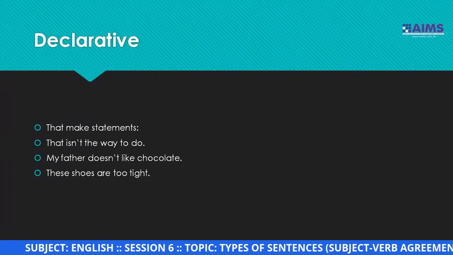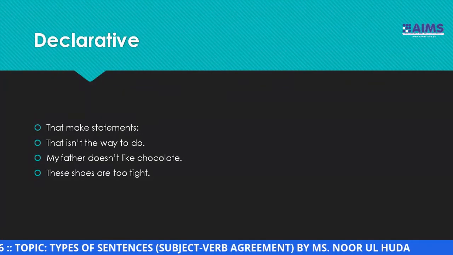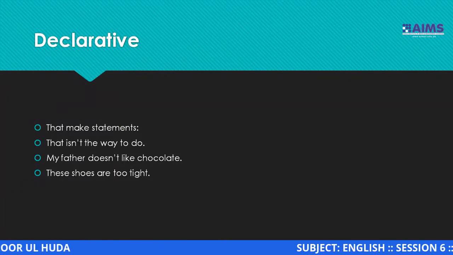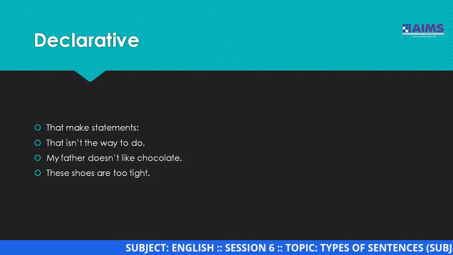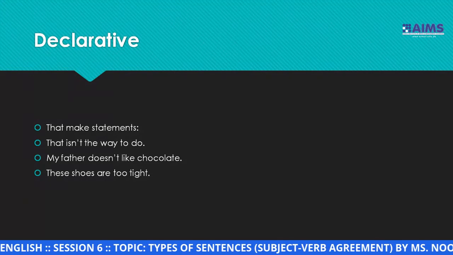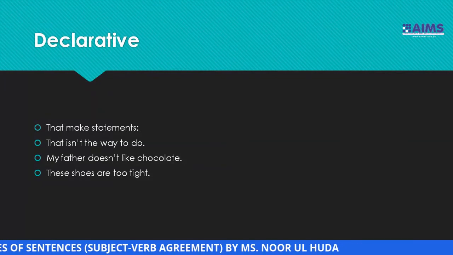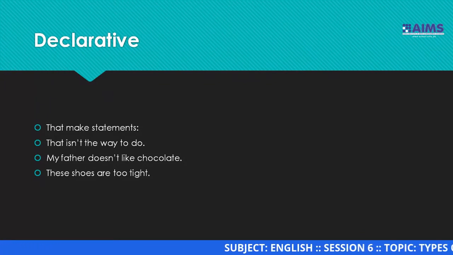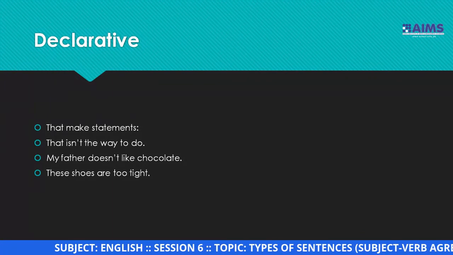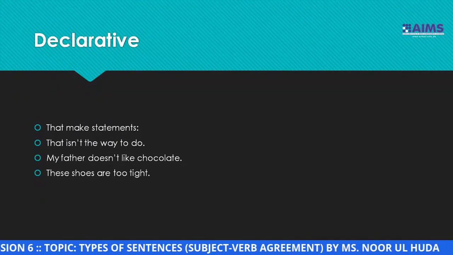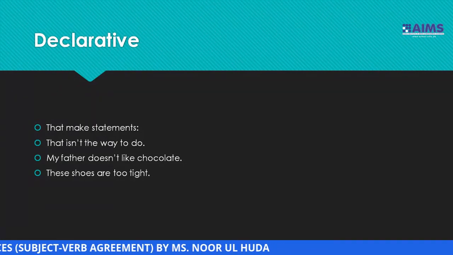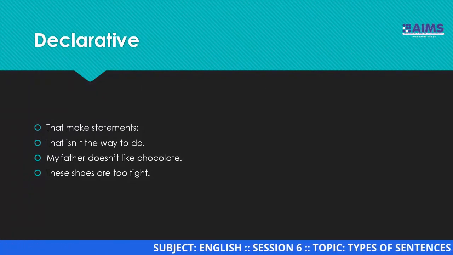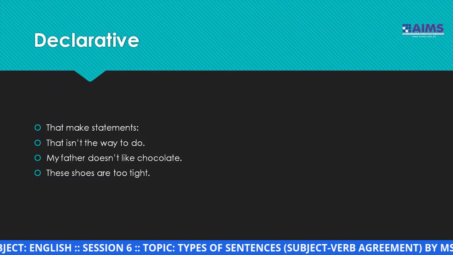Another statement is, "My father doesn't like chocolate." I'm giving information about my father to someone, and I'm actually declaring something. I am explaining something. The same case is with the third one: "These shoes are too tight." This is probably me informing the customer, or my father or mother or anybody else, about the size of the shoes.